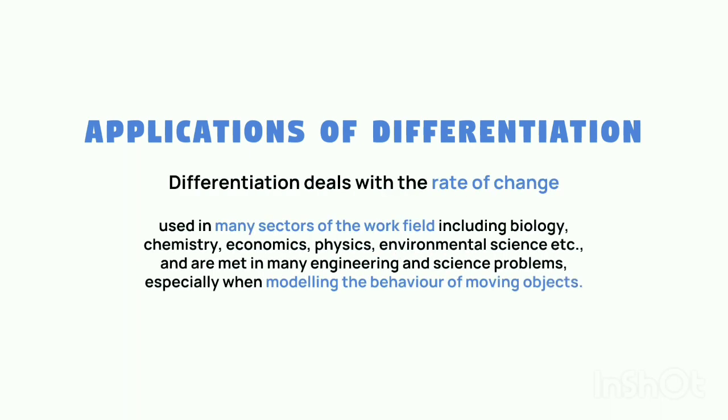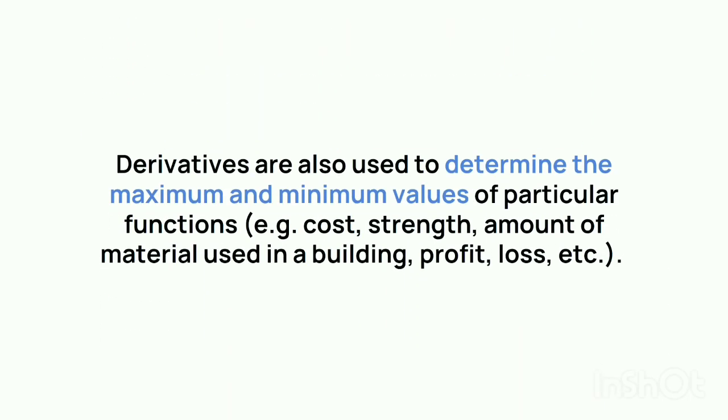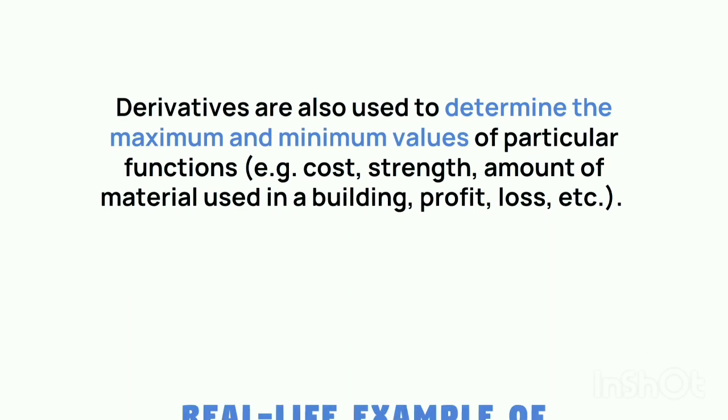Well, let me tell you how differentiation can help us solve many types of real-world problems. Differentiation deals with the rate of change and issues in many sectors of the work field, including biology, chemistry, economics, physics, and environmental science, and is met in many engineering and science problems, especially when modeling the behavior of moving objects. We can also use the derivative to determine the maximum and minimum values of particular functions. Now, I'm going to show you a real-life example to show that differentiation can be very helpful.